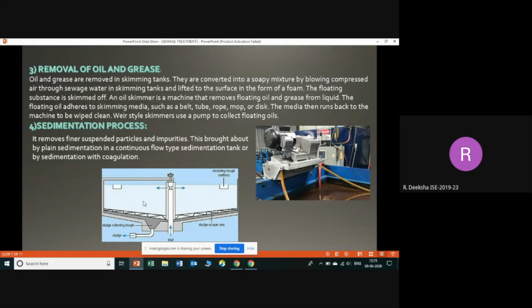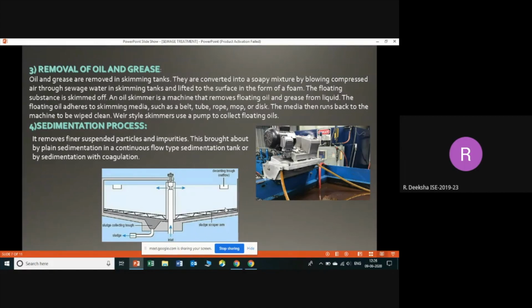Next is a very important process, the sedimentation process. It removes very fine suspended particles and impurities. This is brought about by plain sedimentation in a continuous flow type sedimentation tank. In a continuous flow type sedimentation tank, flow always takes place, but with a very small velocity. During this flow, suspended particles settle at the bottom of the tank, and flow may be vertical or horizontal.